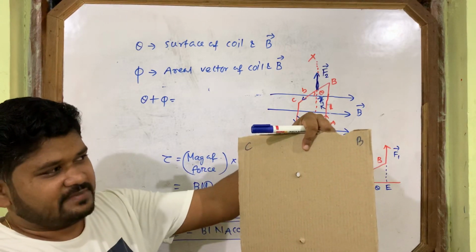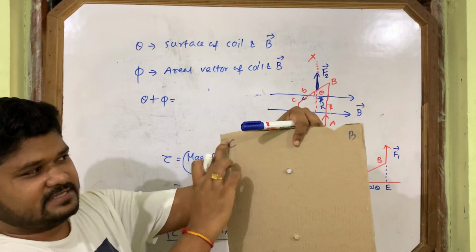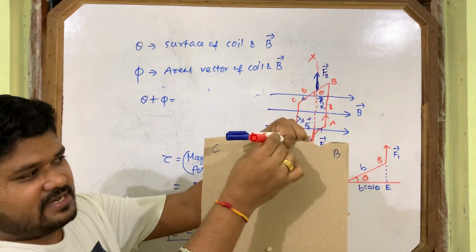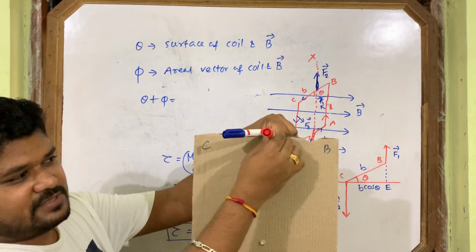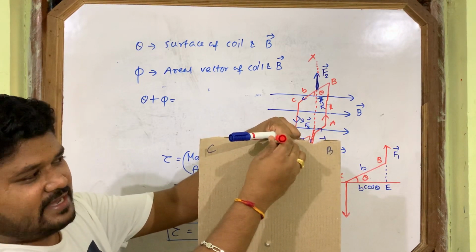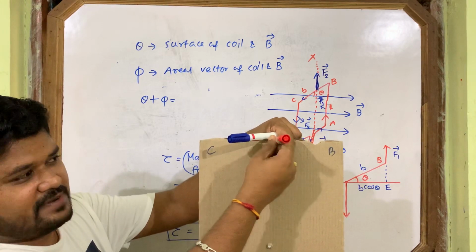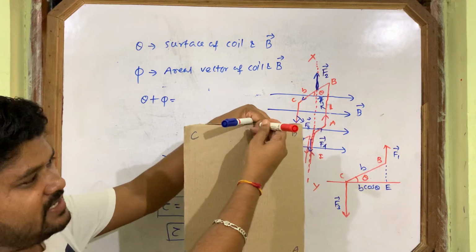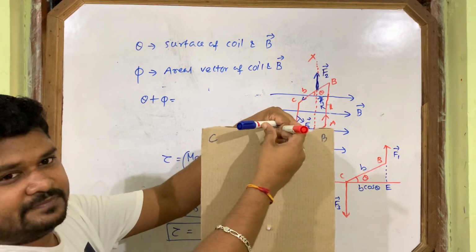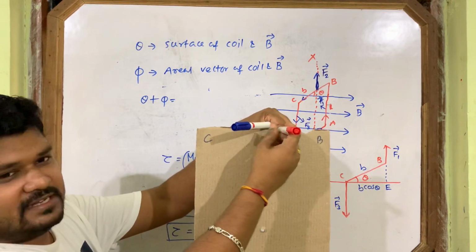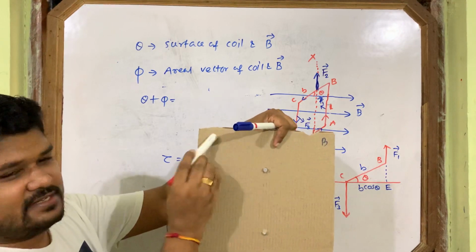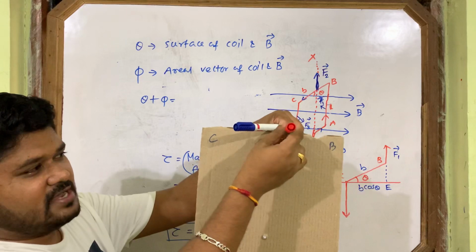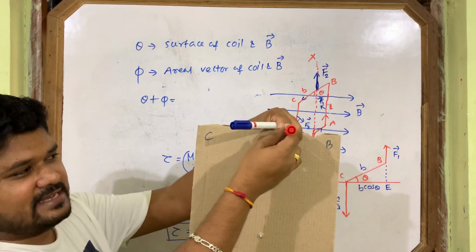The coil is making some angle. This angle is theta. But this is the area vector of the coil. How much angle does the area vector of the coil make with the magnetic field? This angle, this is phi, the angle between the blue marker and the red marker. Some books take this angle, some take that angle. In our derivation we chose this angle, but some books take the angle between the magnetic field and the area vector. This angle is phi.